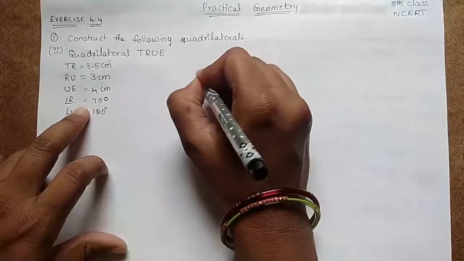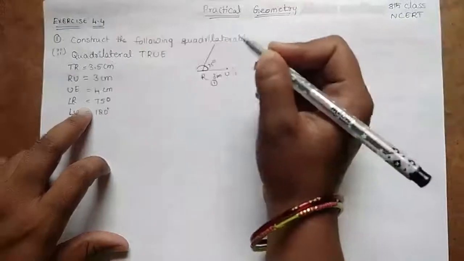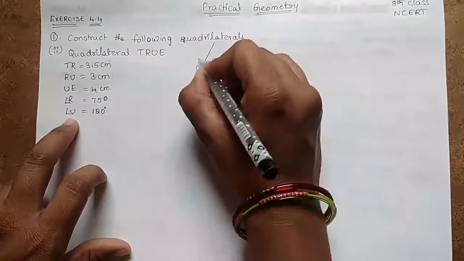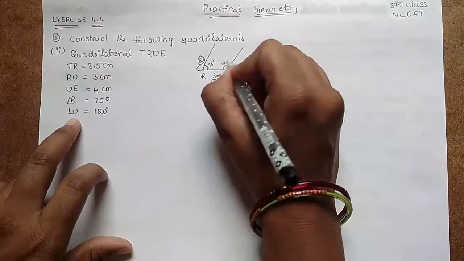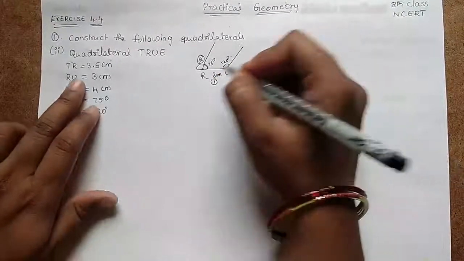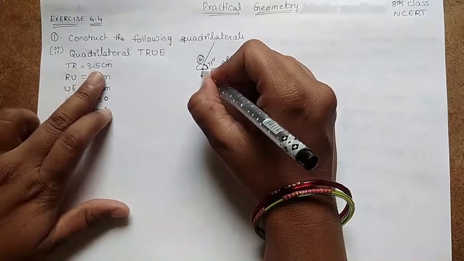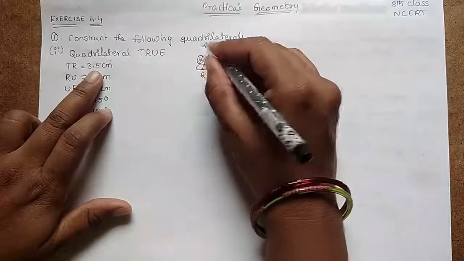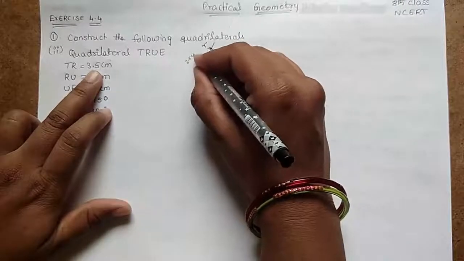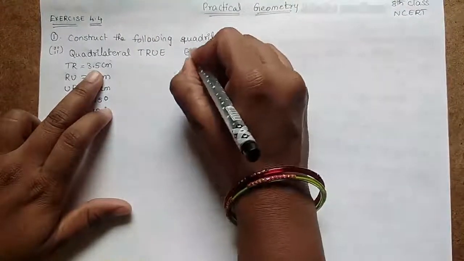So make a protractor, make the angle 75 degrees. And similarly angle U, this is step 2, that is 120 degrees. Okay, now we have TR as 3.5 centimeters. So from R we have to make an arc. This is said to be T, that is with 3.5 centimeters. This is step 3 and this is step 4.